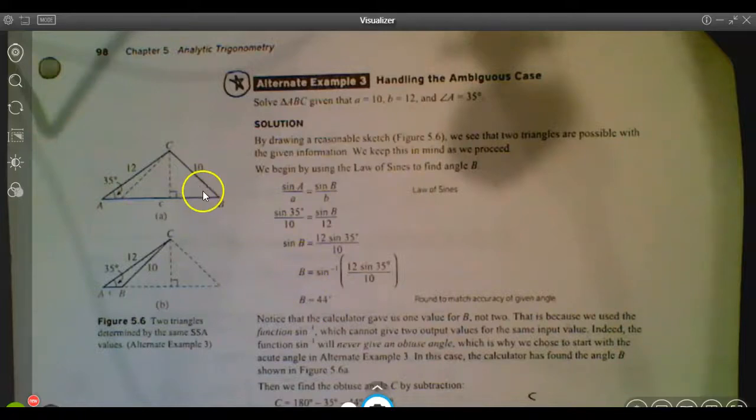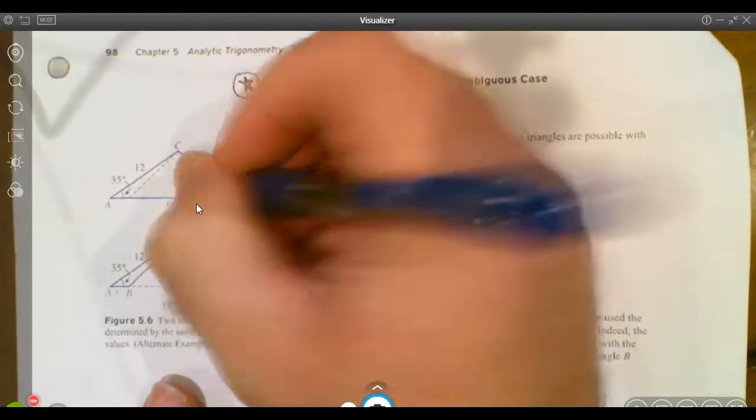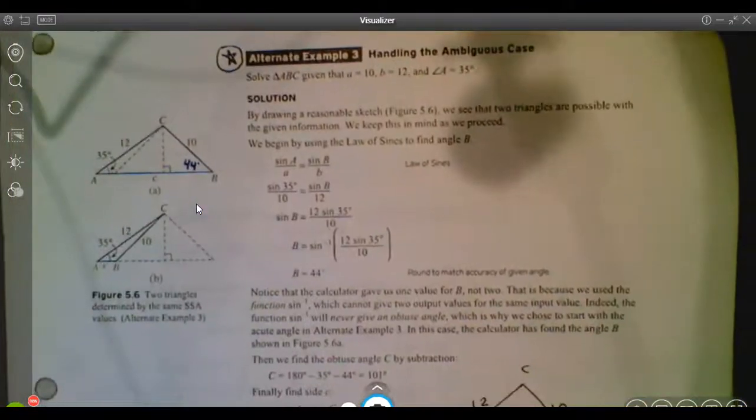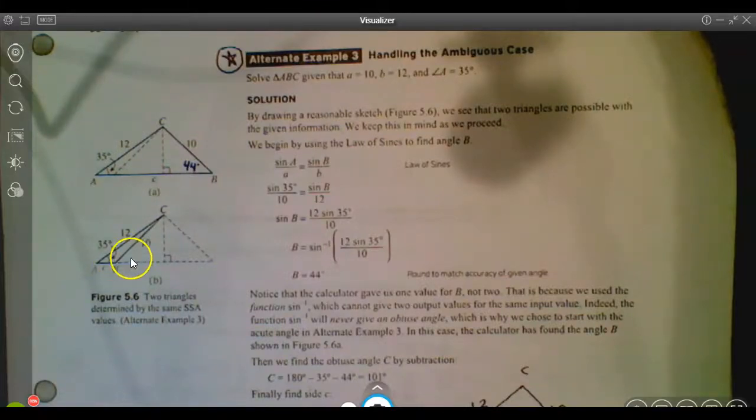Okay, so in the first triangle, if B is acute, in the acute version, it's 44 degrees. It's very simple when you get down to this lower part. In the acute version, if it's 44, the obtuse version is just 180 minus this. They're always supplementary. So once I know the acute version, subtract it from 180, and that'll give us this guy, which is the obtuse version.